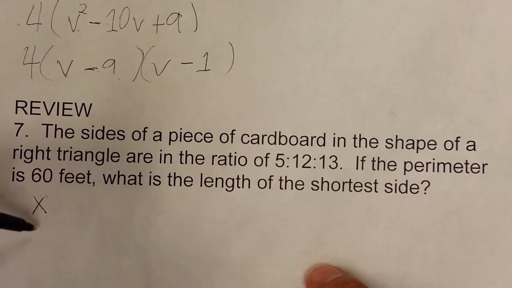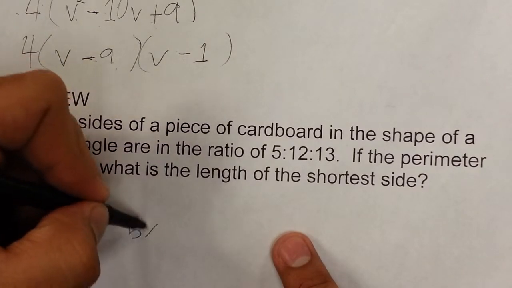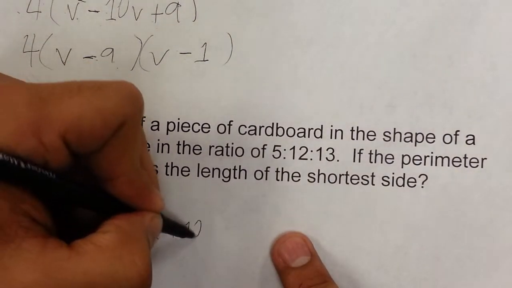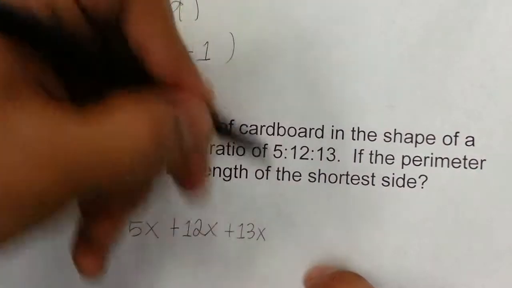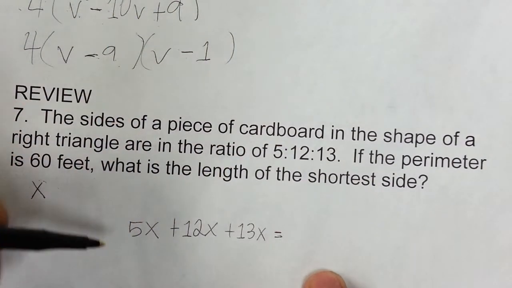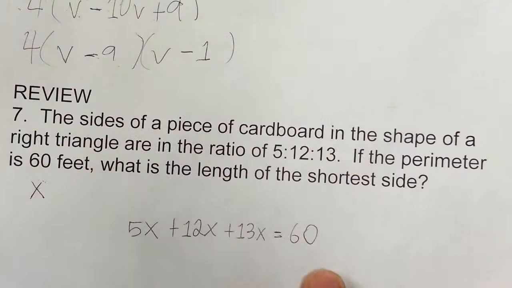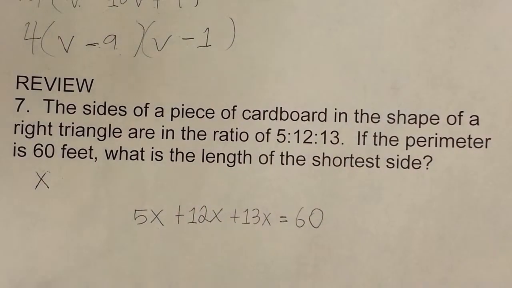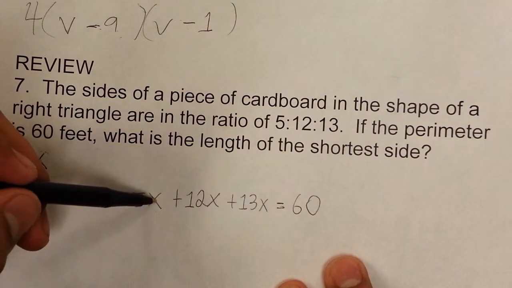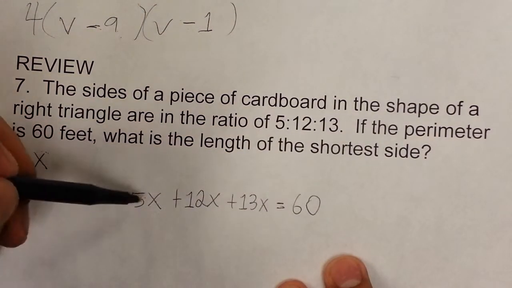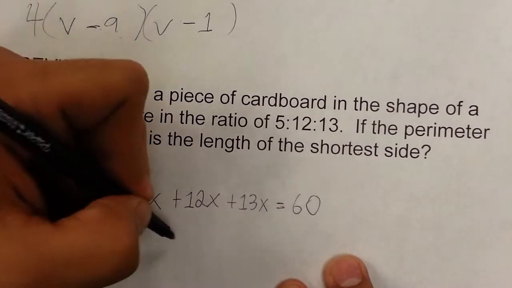But let's think. Since we don't know what our scale factor is, we're going to end up adding all the sides together. So we've got 5 times the scale factor, plus 12 times the scale factor, plus 13 times the scale factor, is equal to our perimeter of 60 feet. We're not sure what our scale factor is. It could be 1, could be 2, could be 3. We can solve for x, though, by combining all of our like terms. Since these all have the same variable and same exponent, we've got 5 plus 12 plus 13. If we add that together, you would get 30x.